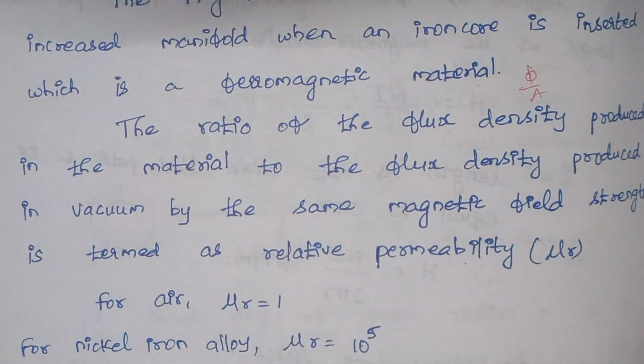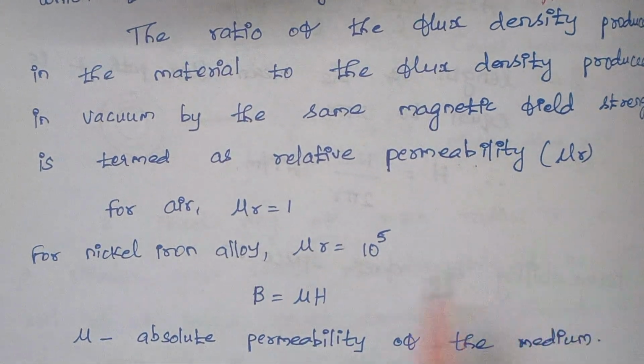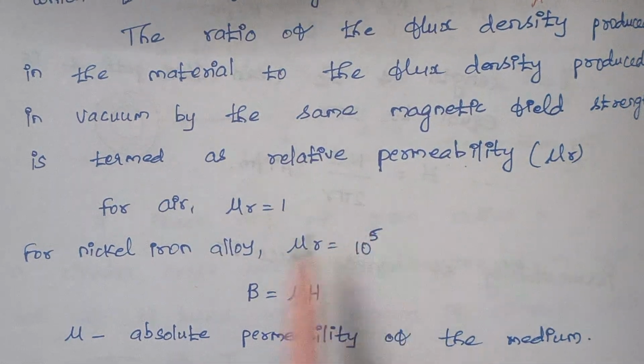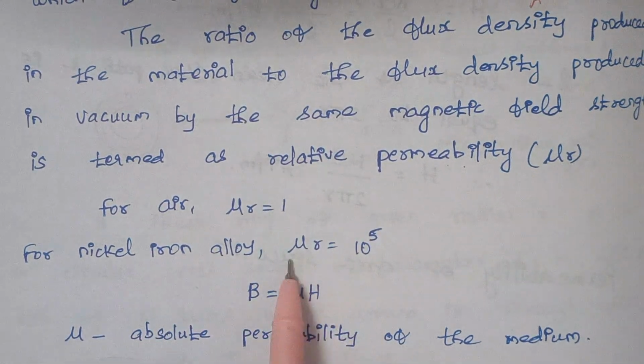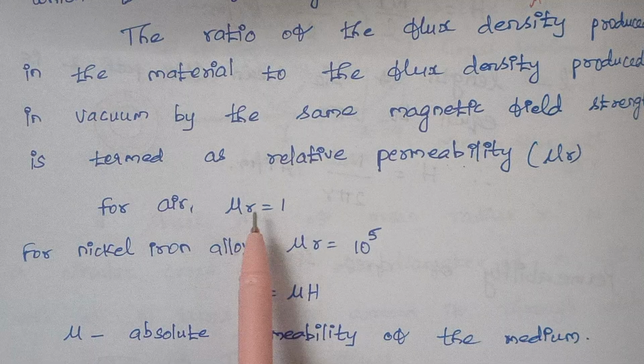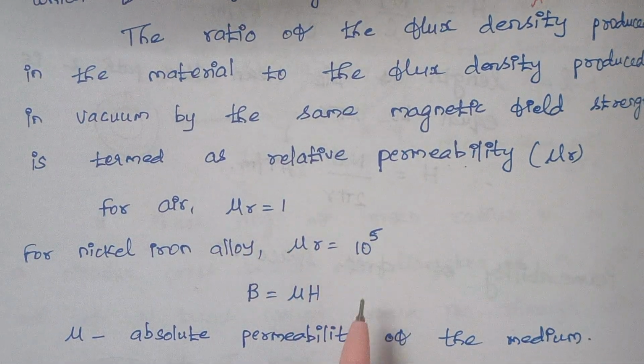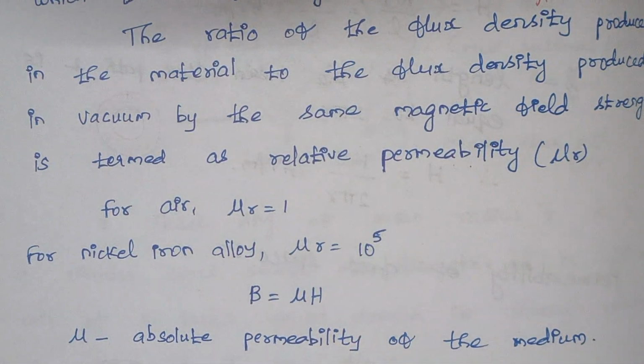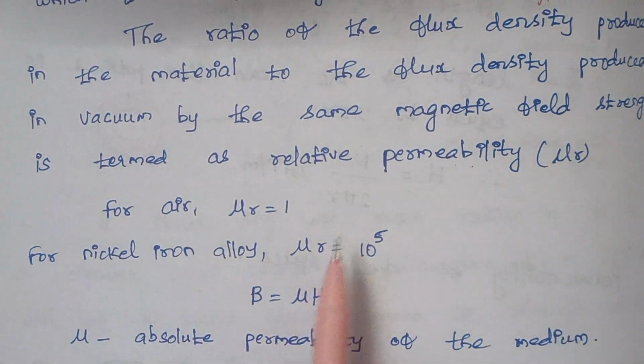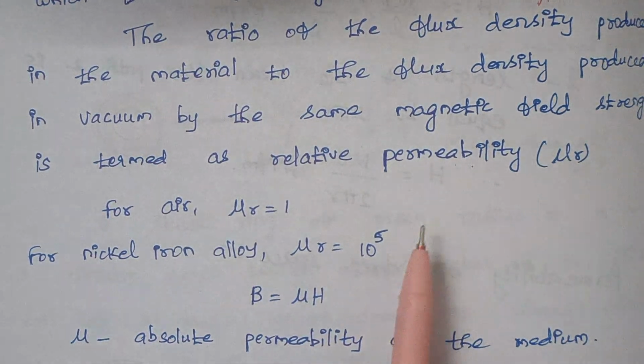So here for air, the relative permeability is equal to 1. Whereas for nickel iron alloy, you see, it is 10 to the power 5. You see how drastic a difference it creates. We always need a very high amount of magnetic flux to be produced, because this is what we need. Therefore, for nickel iron alloy, the value of mu r is 10 to the power 5.